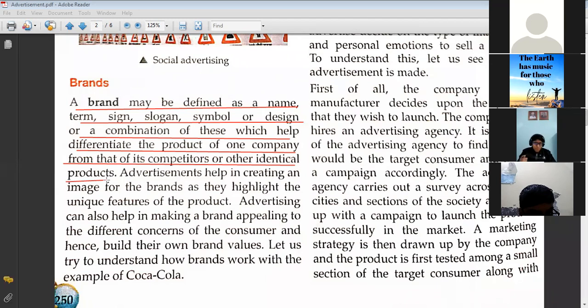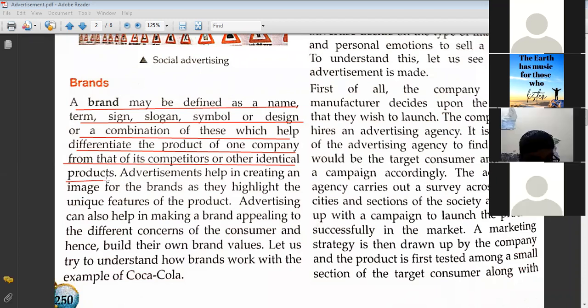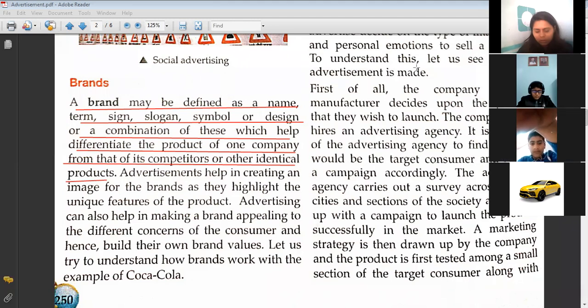Pepsi. Brand. Right. Okay. So when we talked about brands, we all know what brands are. A brand may be defined as... I hope you are underlining the things which I have underlined. You should underline as well, right? So children, I am sharing a few brand logos in the group. You have to tell me which one is what.